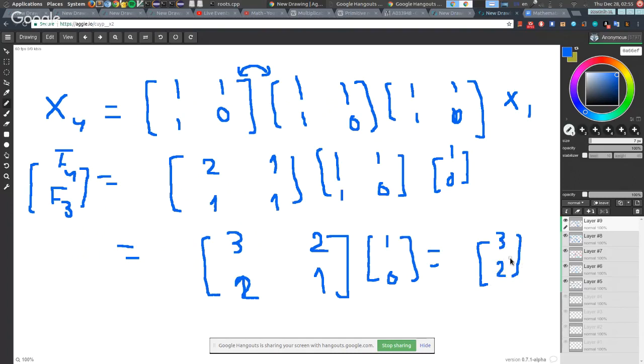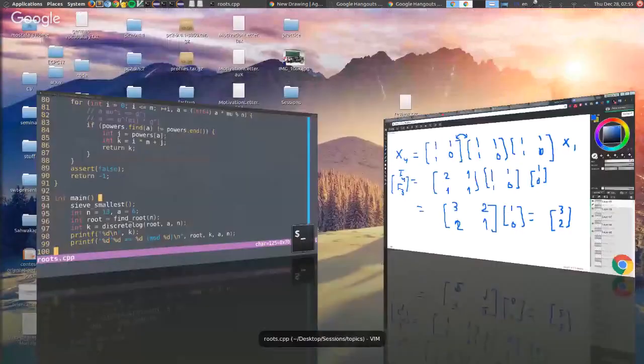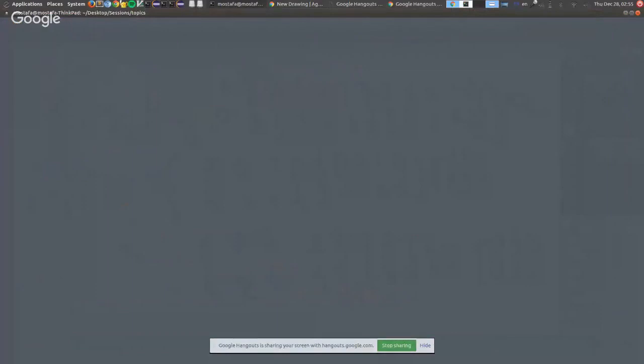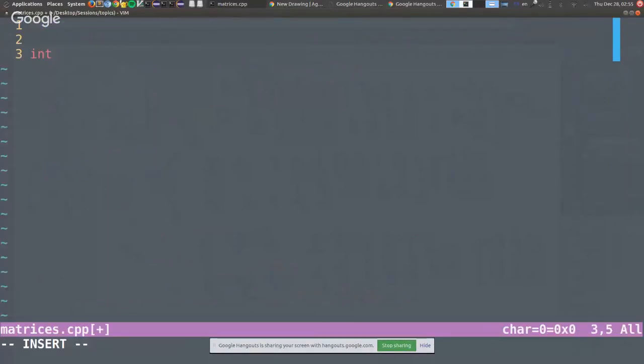As we can see here, this is the 3 and 2, which are indeed the F4 and F3 you expect. So putting this in code, we have something like that. Here it's the same power, but here instead of A being a number, it's a matrix. We have the exponent.